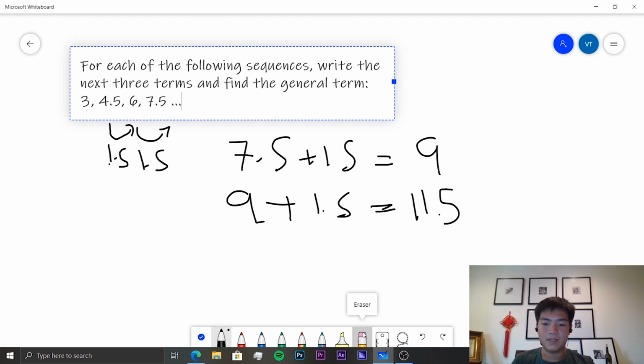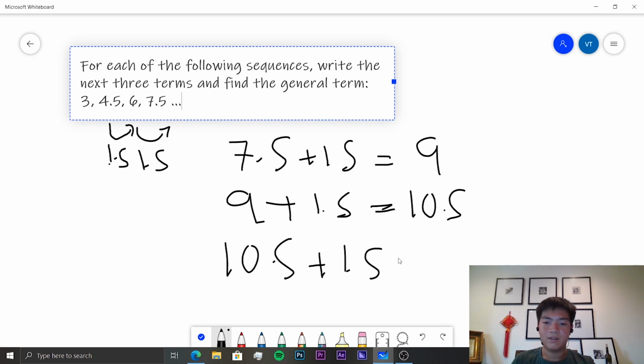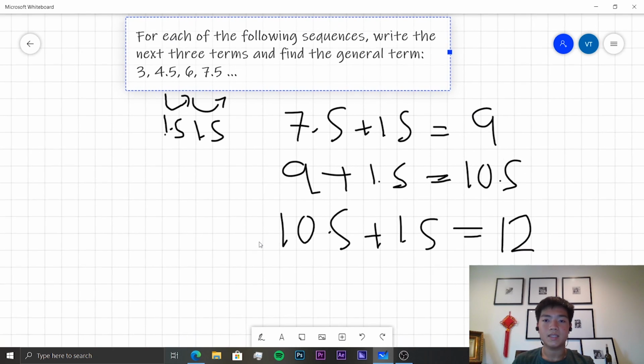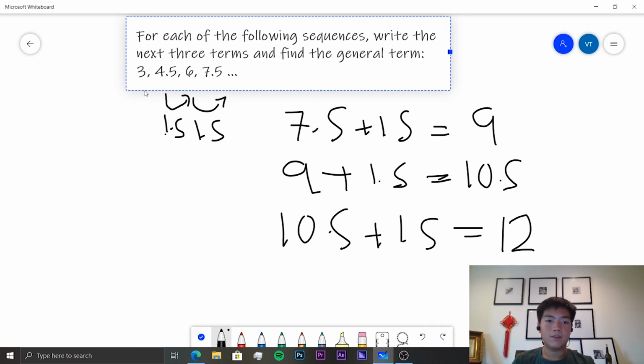And then 9 plus 1.5, which is equal to, no, 10.5. Sorry. And then the next term is 10.5 plus 1.5, which is equal to 12. So these are our next 3 terms, and now we need to find the general term. So we know that the first term was 3, the second term is 4.5, and then for every term after that, we add 1.5.